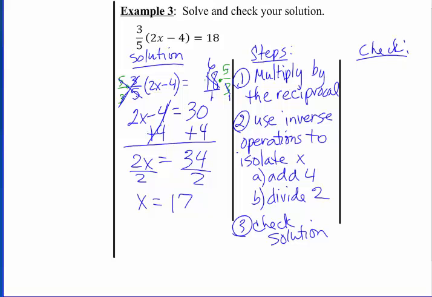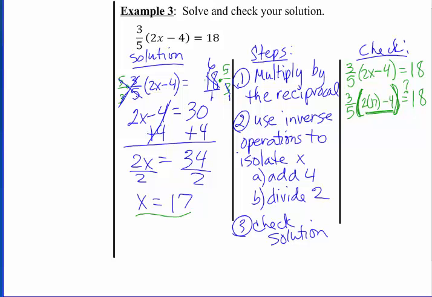So in the far right column, copy down the problem first. We substitute our solution, in this case 17, into the problem. So 3/5 times 2 times 17 minus 4 equals 18. Remember, you're using order of operations to evaluate the left-hand side. So the first step is grouping symbols. Inside of that grouping symbol, we have multiply and subtract. Multiply comes before the subtract. So 3/5, 2 times 17 is 34, minus 4 equals 18.